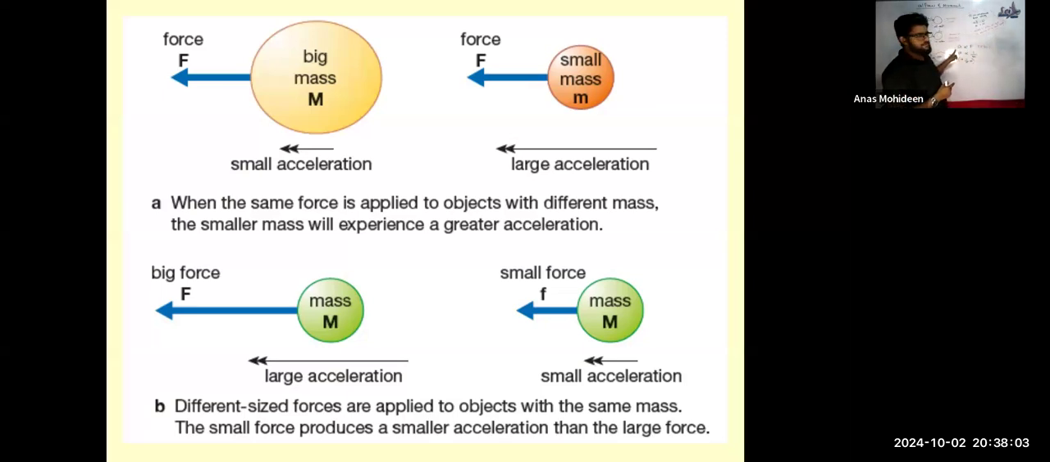According to this, what should be happening? If force is increasing, acceleration must increase. If the force is decreasing, acceleration must decrease. Correct? So there you can see two objects. The first one is having a big force and should have a larger acceleration. The second one is having a smaller force, so should have a smaller acceleration. This is what is indicated by the second image here.